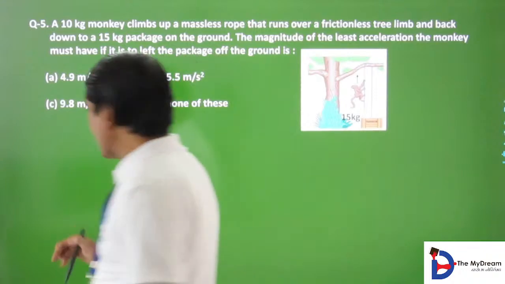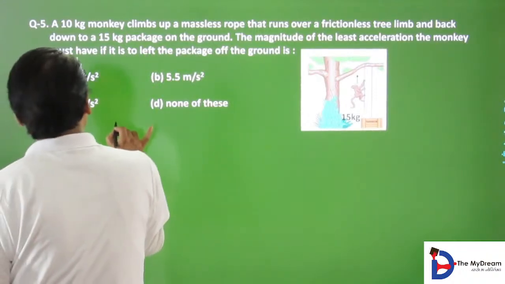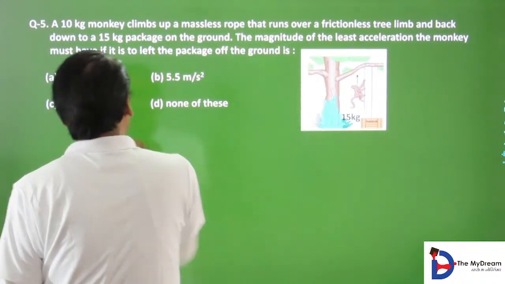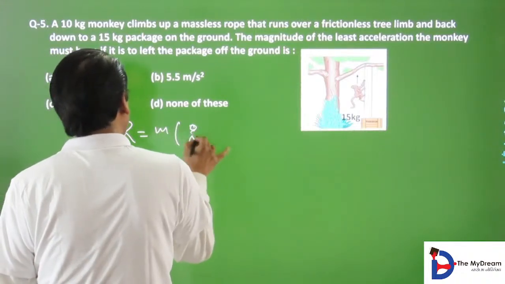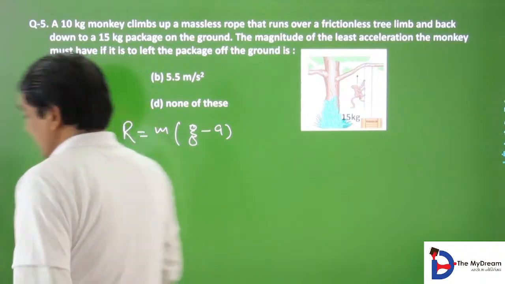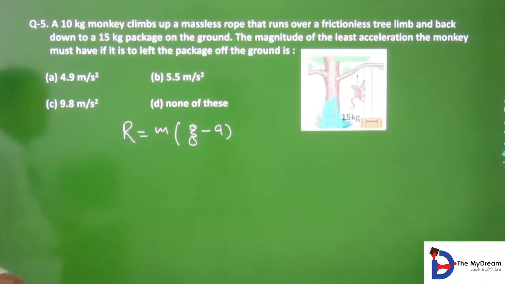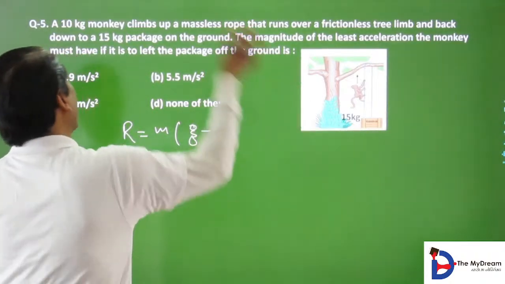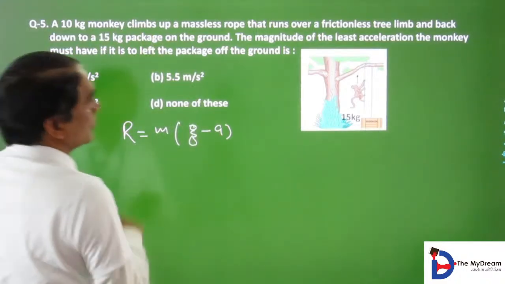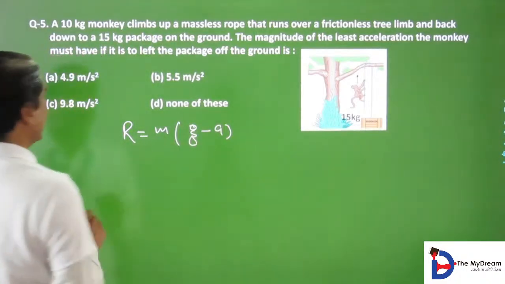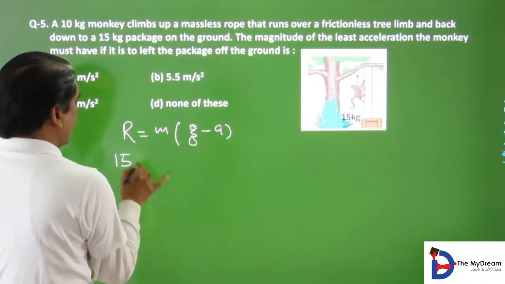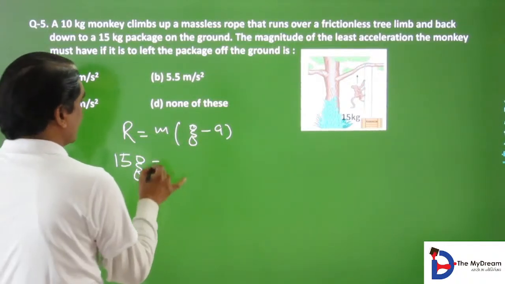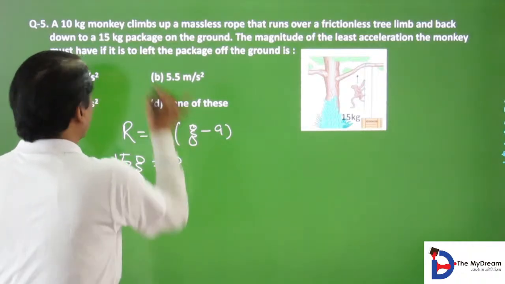So the apparent weight of this box: I told you, when going downward, R is equal to M into (g minus a). Here the apparent weight of that box or bag, whatever it is, is 15 into g. The mass of the monkey is 10.